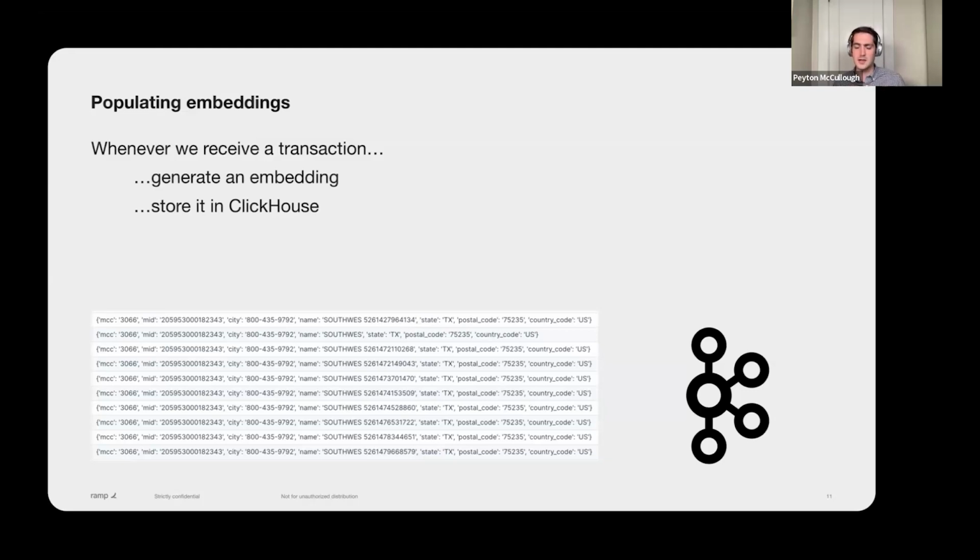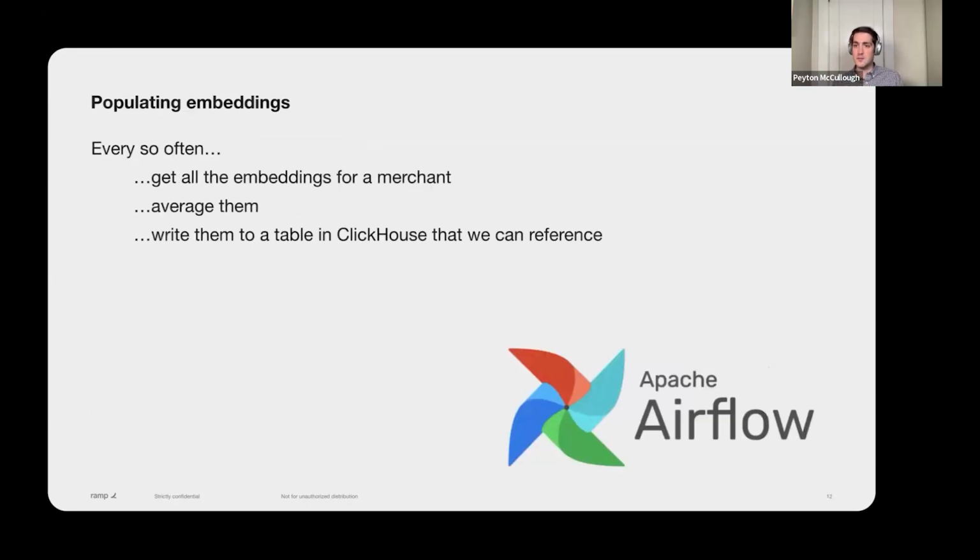And then we can store it in ClickHouse, and we do this via Kafka, essentially. So whenever somebody swipes a card or makes a transaction, we can call the service in the background to get an embedding and then store that embedding. Once we have lots of embeddings, periodically we have an Airflow job that gets all the embeddings from a merchant and simply averages them. So you can think of a big cloud of transaction embeddings. For a given merchant, we take the average of that and we get a centroid. And we write that to a table in ClickHouse that we can later reference. You'll see what we do with that in a moment.